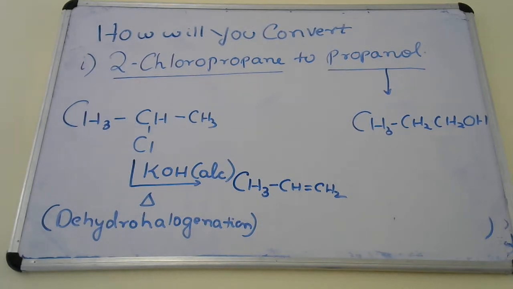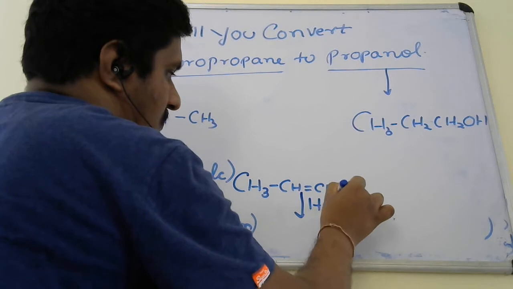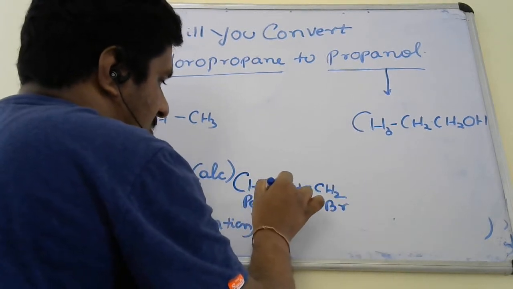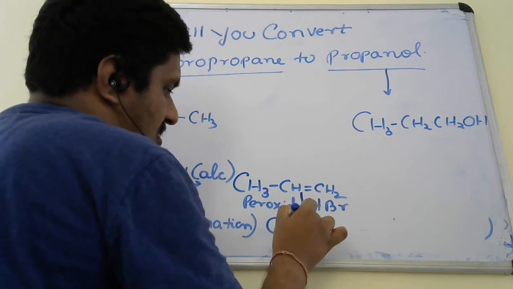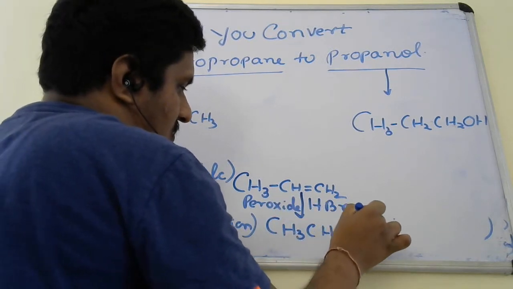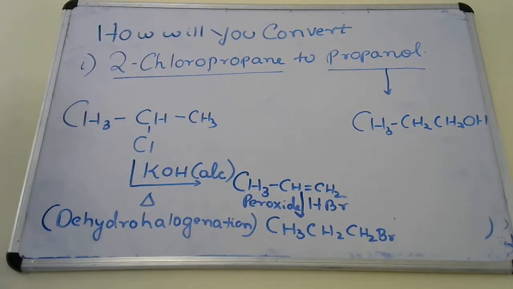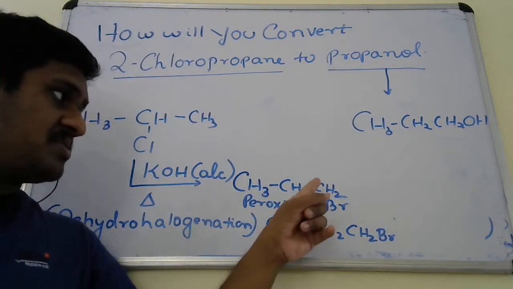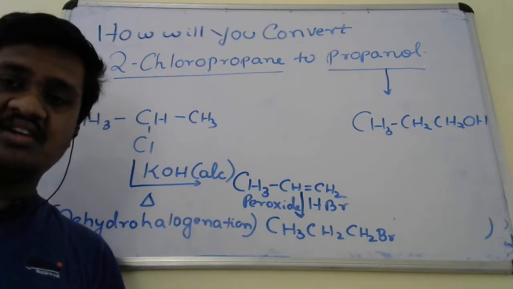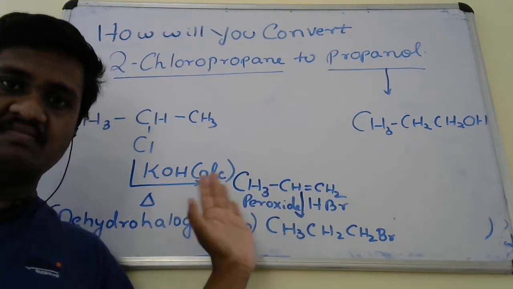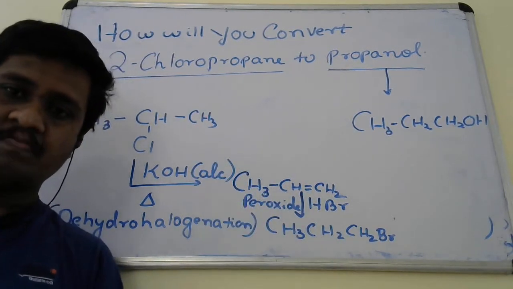Now what will we do? We will give HBr with peroxide. Again you know what this is, the anti-Markovnikov effect. The bromine will be introduced in the carbon which has the higher number of hydrogens, and the double bond is converted into a single bond.